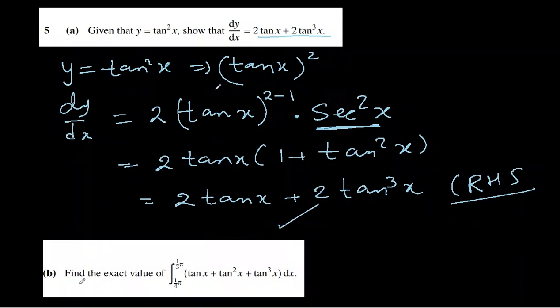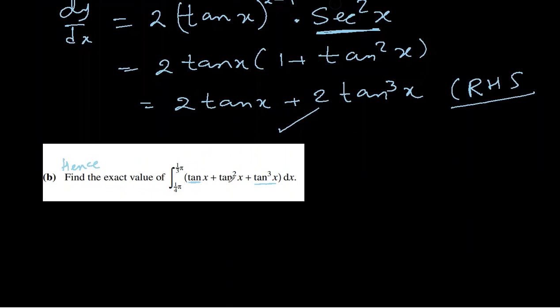B part. Find the exact value of this definite integral. They should have used the word hence here. Why? Because look, it is 2 tan x plus 2 tan cube x. If I take 2 common, what am I left with? Tan x plus tan cube x, right? This is what I'm left with, and tan x and tan cube x is here already. So we can use the part A for part B. Let me do that. Okay.